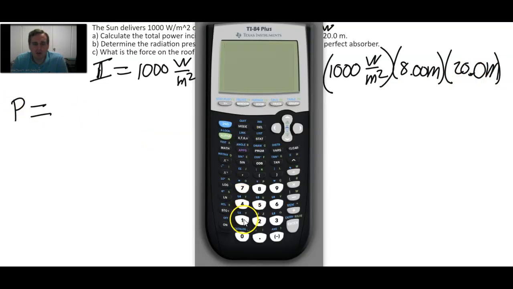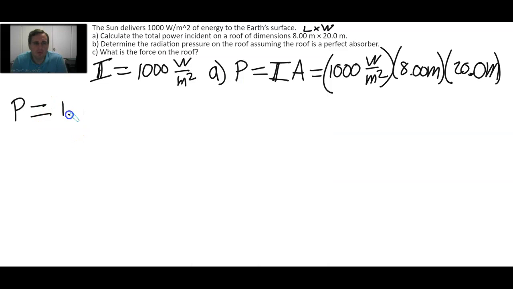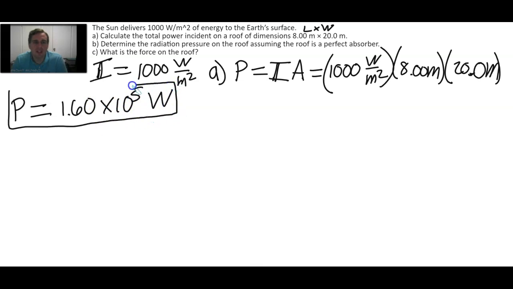So the calculator shows us 1,000 times 8 times 20 should be 160,000. So that's 1.60 times 10 to the 5th watts. That'd be 160 kilowatts, or 0.16 megawatts. It's quite a lot of power.